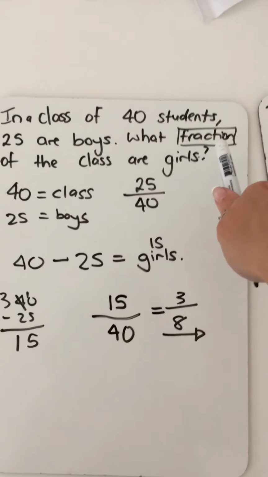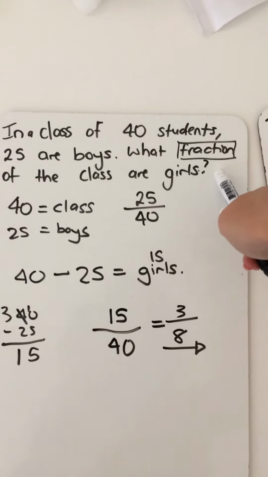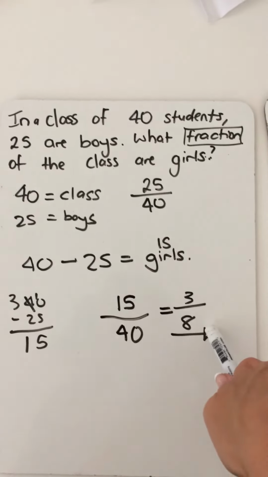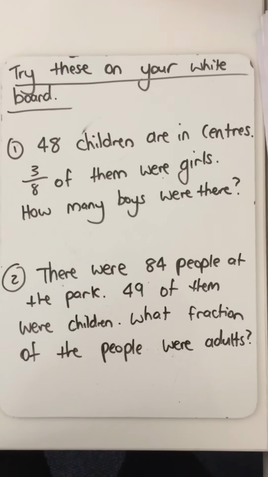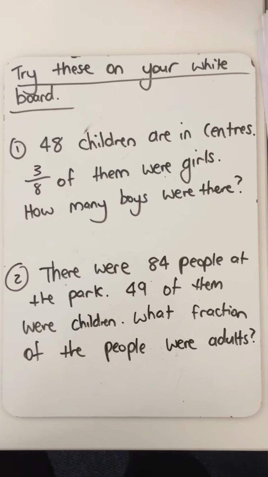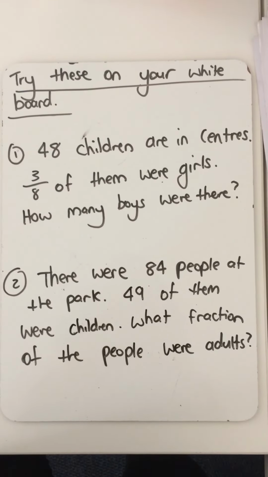The question is asking me to give a fraction, so I know the fraction of scholars that are girls is 3 over 8. If you are confident that you understood how to do these word problems, please try these on your whiteboard. Pause your screen and try them on your whiteboard. If you do not understand, watch the video again.